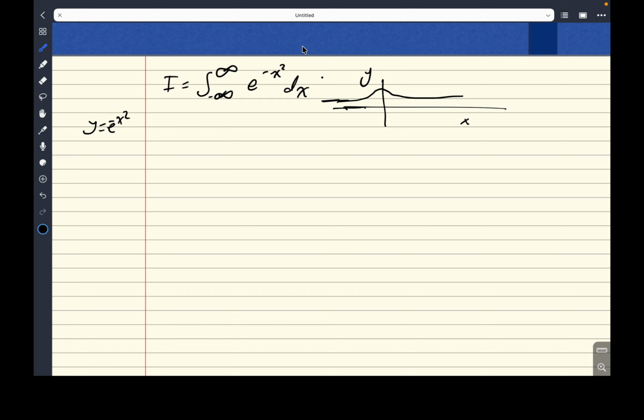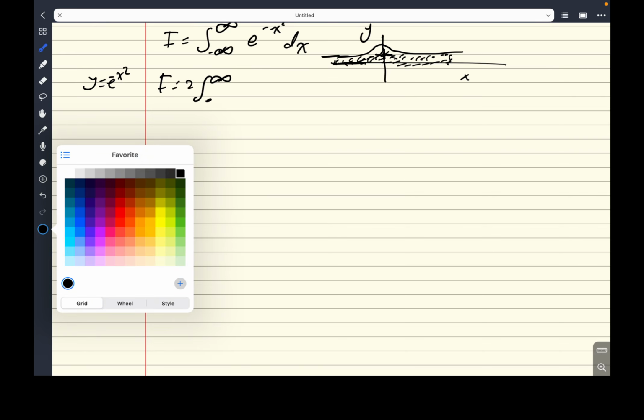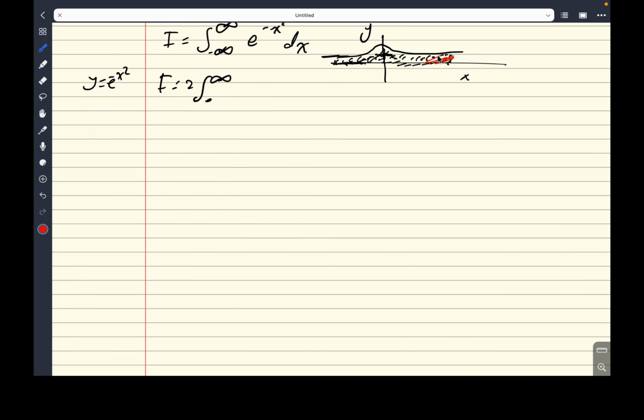Well, the graph of this integral looks something like this, and we want to find the area under this graph because integral is all about finding the area under the graph. So the thing is that, because this is an even function, we can say that we're gonna find the integral from 0 to infinity, which I'm gonna shade with red here, and just multiply it by 2 to get the whole area here. This is a property of even functions.